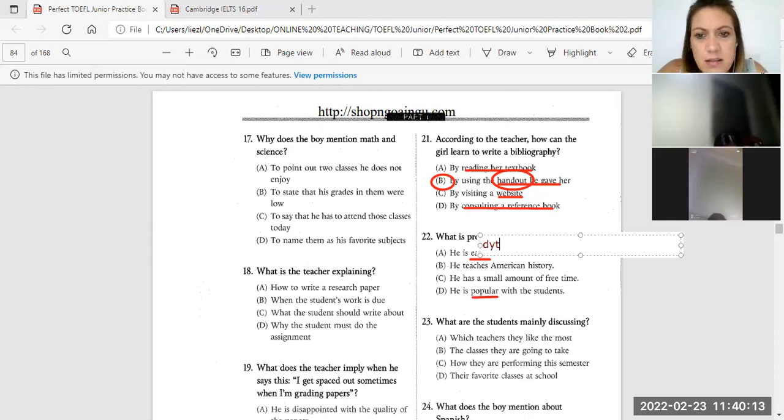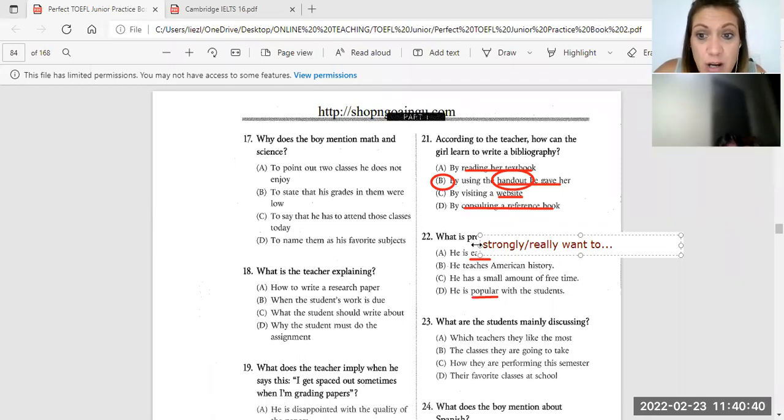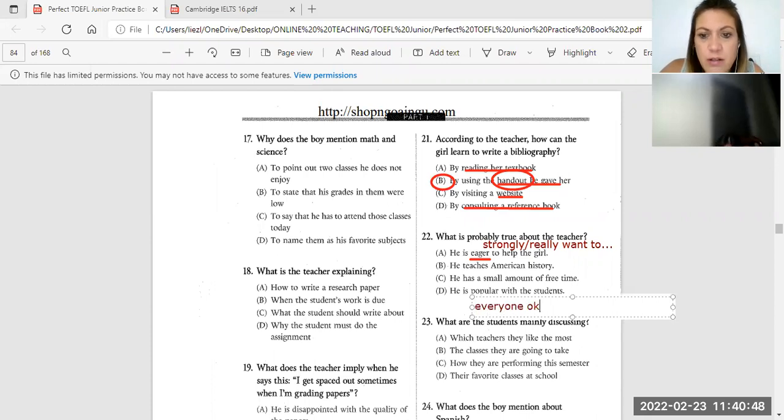Eager means strongly or really want to. You strongly or really want to do something. He strongly or really wanted to help this girl. He strongly or really wanted to take part in the competition. I feel strongly about you taking part in the competition. I really want you to take part. Popular means everybody knows him. Everyone knows him. That's popular.